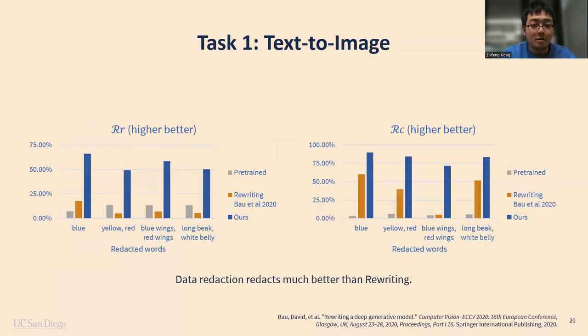We compare it to a baseline method called rewriting. And it's very clear that our method achieves much higher R scores than the baseline and the pre-trained model as well, which indicates that our model can correctly redact different concepts.